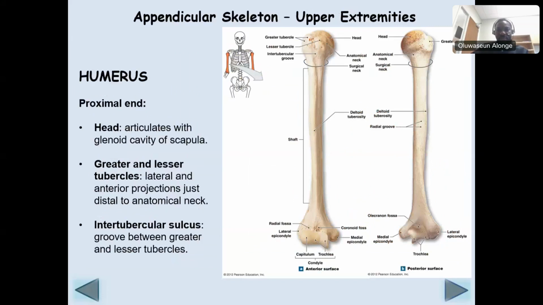Now, looking at the humerus, what do you see? The first thing I want you to take note of is how the humerus articulates with the scapula. The head of the humerus is right here, and it is this that fits into the glenoid cavity as a ball and socket joint. So this ball fits into the socket on the glenoid cavity. And it forms the joint that we call the glenohumeral joint.